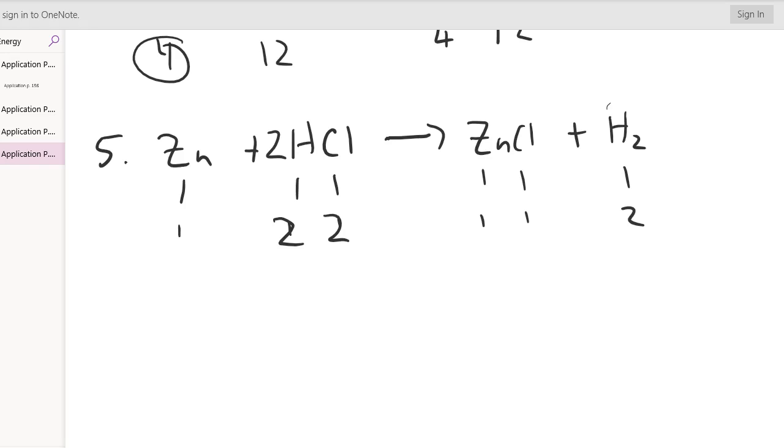If we use a 2 on the left-hand side, now on the right-hand side, we're going to have to increase the zinc chloride to 2. So we need to change these. Now these are 2. So each one has 2 in it. 2 zinc, 2 chloride, 2 hydrogen. So that means we have to increase this to 2. If this is a 2 here, we have to increase that to a 5.